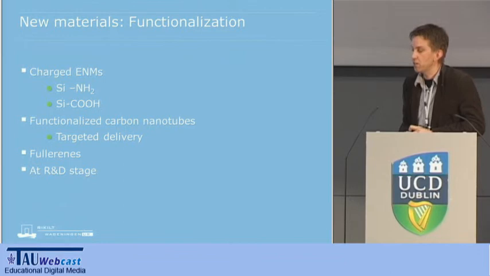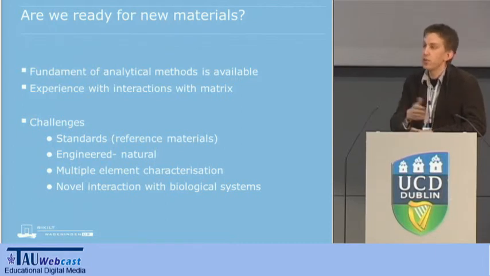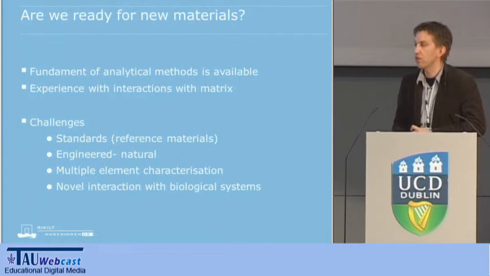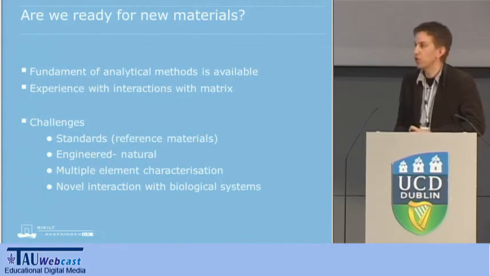The functionalization has been mentioned. Some examples here. And then the big question: are we ready for them? Well, I think we have. Starting with the metals and metal oxides, we have some nice fundamentals in the analytical methods and in the toxicity testing approaches. We have some experience now with interaction with the matrix. But of course, there are the challenges we encountered 4 years ago and sometimes still have with the standards. Do we have reliable reference materials for all these new materials?